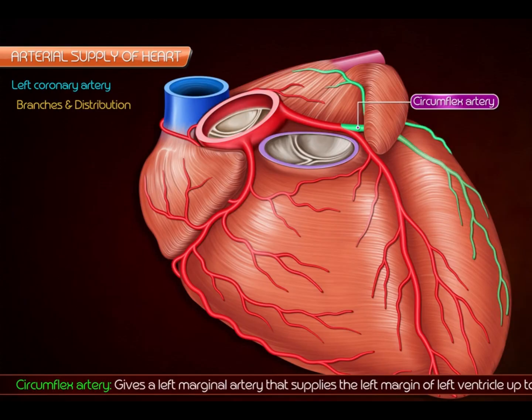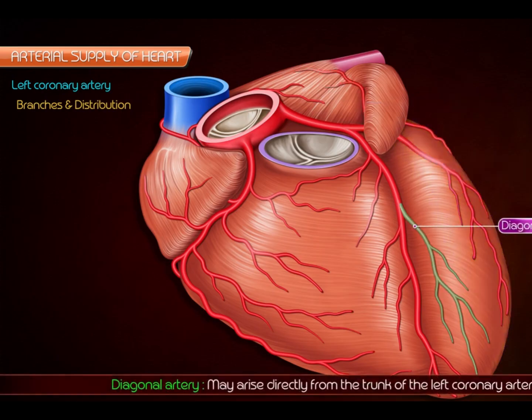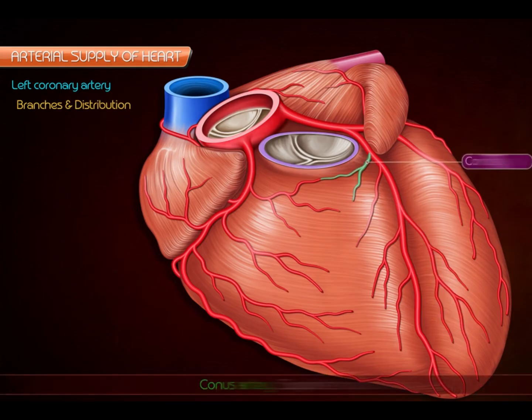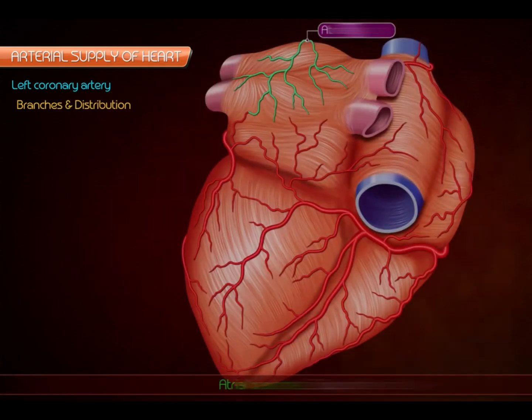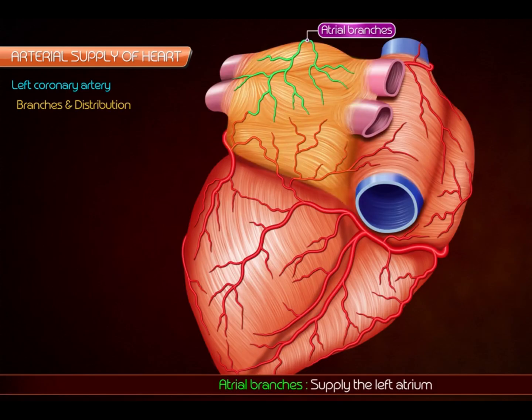Circumflex artery. It gives a left marginal artery that supplies the left margin of the left ventricle up to the apex of the heart. Diagonal artery. It may arise directly from the trunk of the left coronary artery. Conus artery. It supplies the pulmonary conus. Atrial branches. They supply the left atrium.